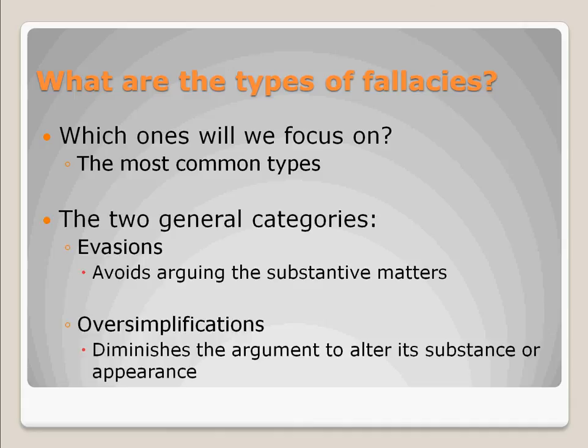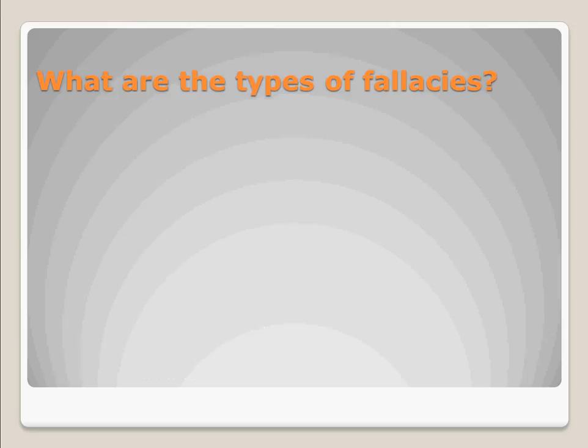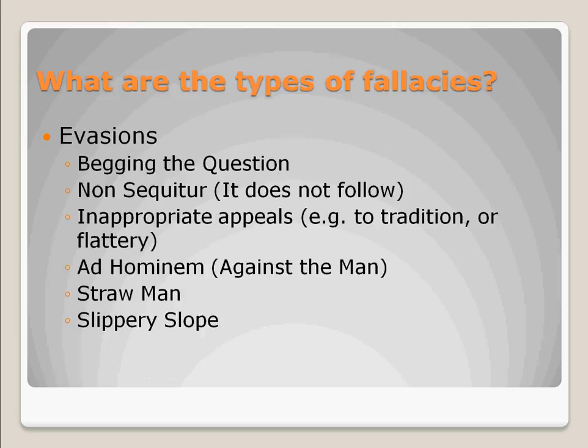What fallacies will we be talking about? Well, we'll just talk about the most common types, and those generally fall into two categories: evasions and oversimplifications. We'll talk about evasions today. We'll save oversimplifications for next week. What is an evasion? Well, it's basically avoiding arguing the substantive matters of the argument itself. Literally, you're avoiding the subject matter of the argument.